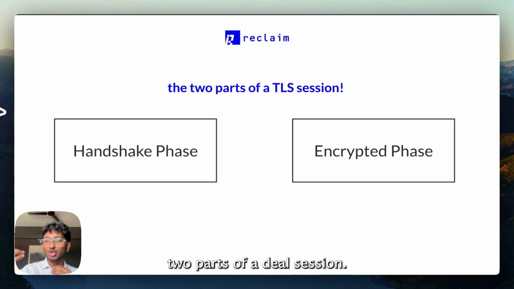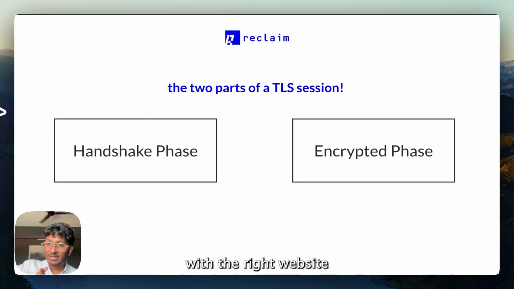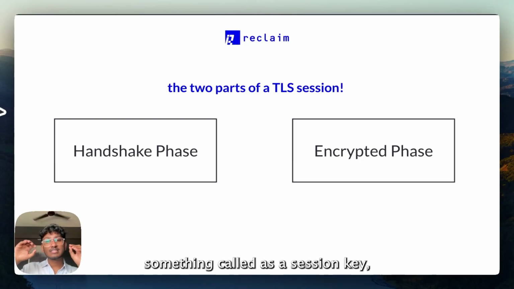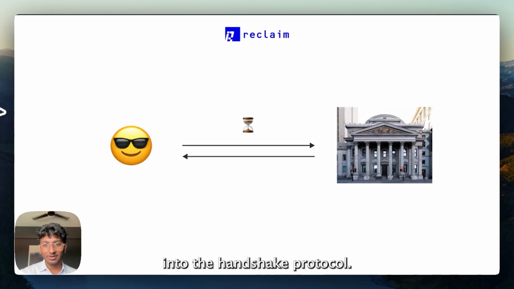So coming down to two parts of a TLS session, one is the handshake phase, which essentially makes sure that you're communicating with the right website and also generates something called a session key, which is going to be used in the encrypted phase. So let's do a deep dive into the handshake protocol.